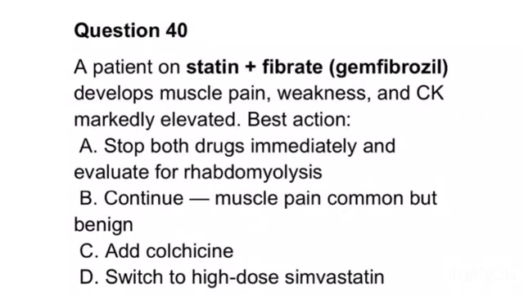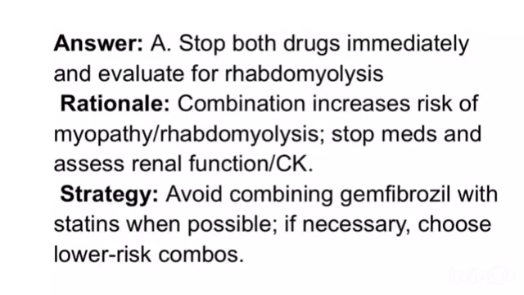Question 40. A patient on statin plus fibrate, gemfibrozil, develops muscle pain, weakness, and CK markedly elevated. Best action: A. Stop both drugs immediately and evaluate for rhabdomyolysis. B. Continue, muscle pain common but benign. C. Add colchicine. D. Switch to high-dose simvastatin. Answer: A. Stop both drugs immediately and evaluate for rhabdomyolysis.